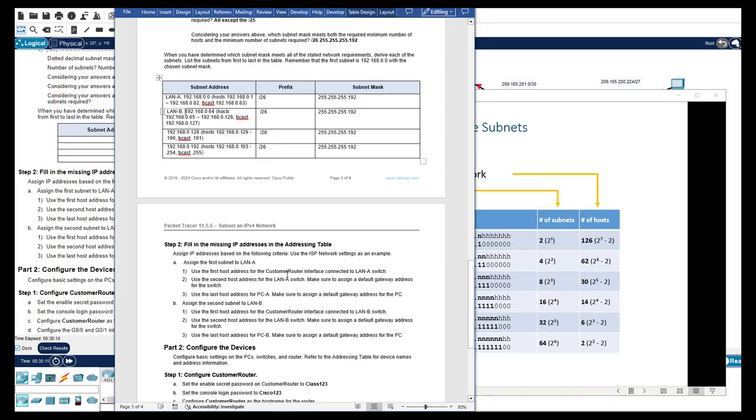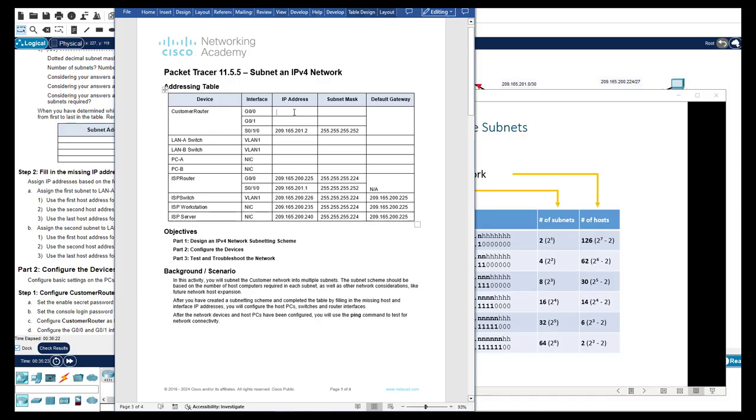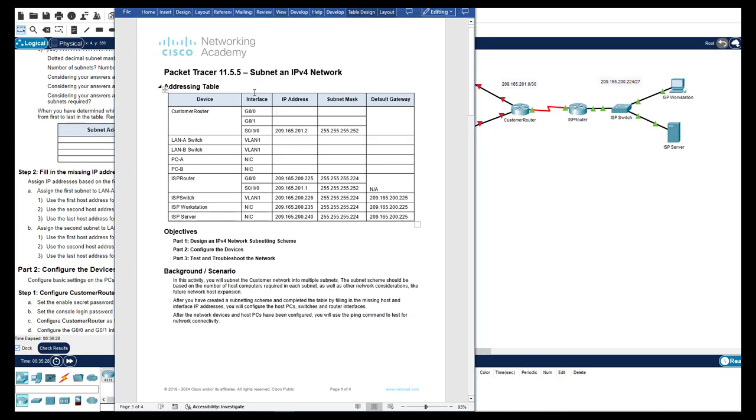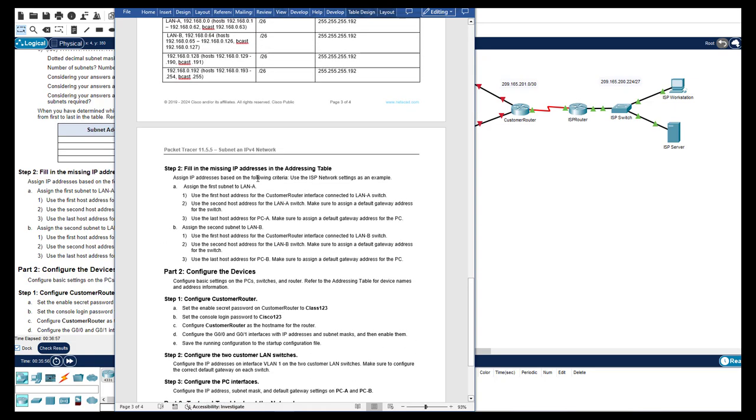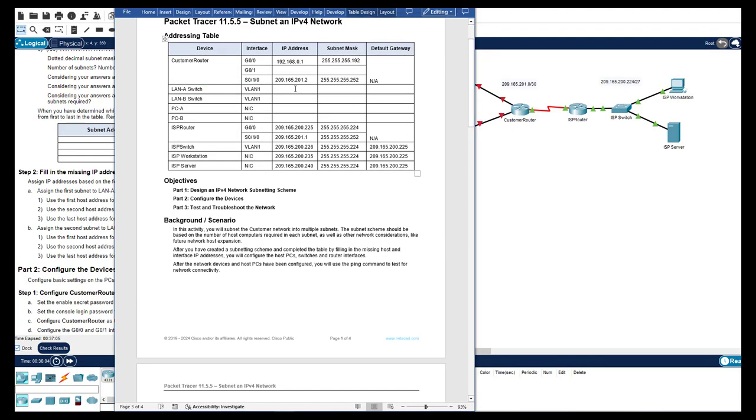So our first host address for LAN A, 192.168.0.1, is going to go on the interface on the customer router that's facing LAN A. So this interface right here, which is gig 0/0. And we know our subnet mask by now. We're not going to be configuring a default gateway for the customer router. The second host address is going to go on the LAN A switch, and that's going to be .2. LAN A switch, VLAN 1, same mask, and the default gateway is going to be the customer router IP address that's in that subnet.